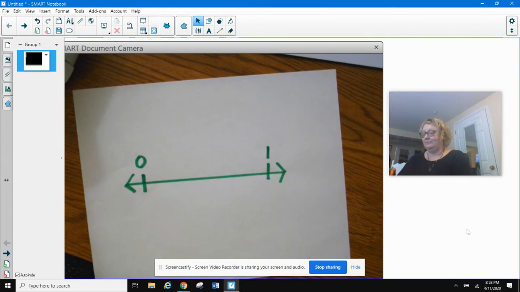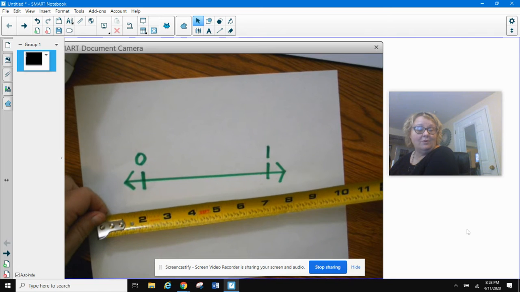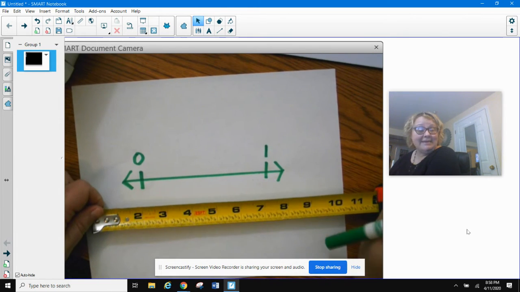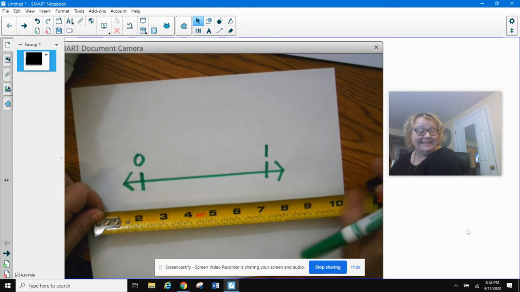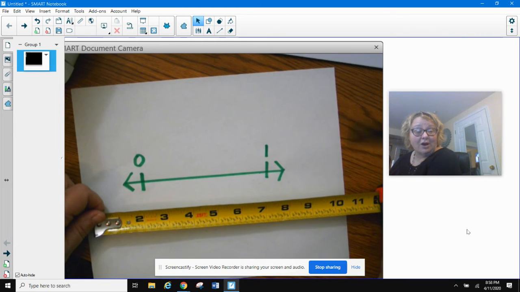On a tape measure, which is similar to what we would have seen in school, the numbers might go on and on and on. Notice that this tape measure is in inches, and that's why the intervals between the numbers are closer together.